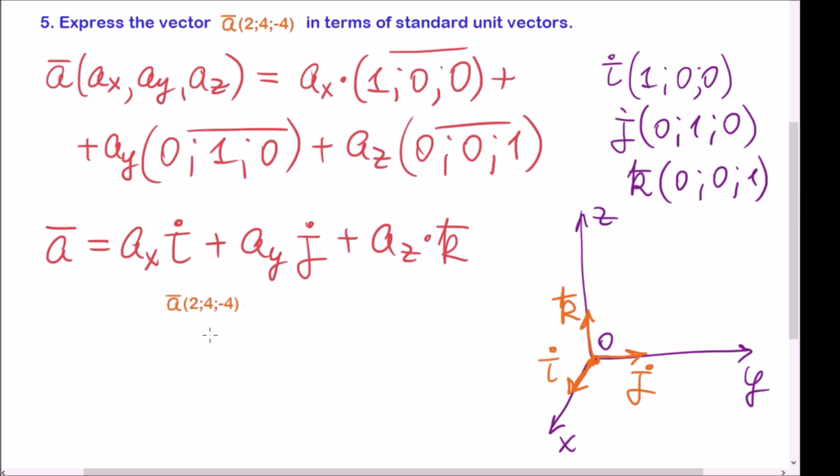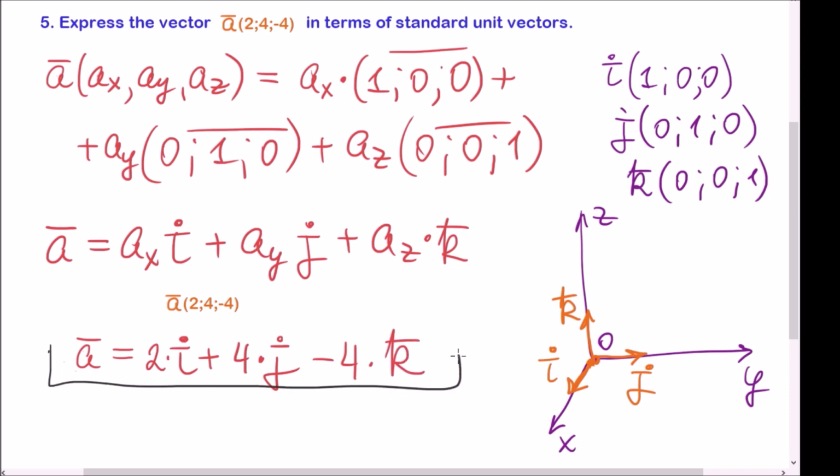In our example, we have the vector with coordinates 2, 4, minus 4. So the given vector we can express in the form 2 multiplied by i plus 4 multiplied by j and minus 4 multiplied by k. It is expression of the given vector A in terms of standard unit vectors.